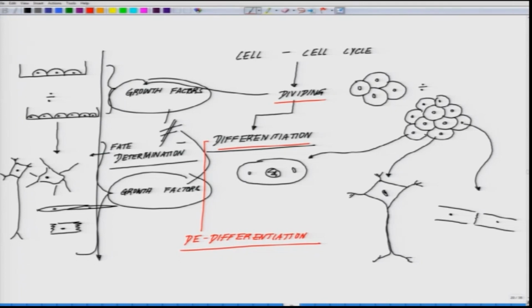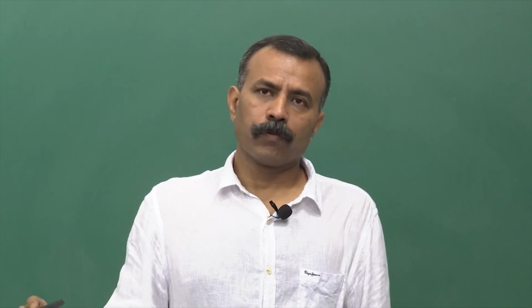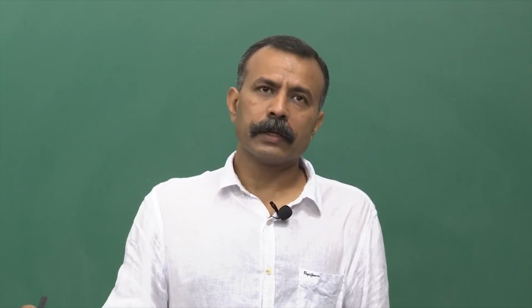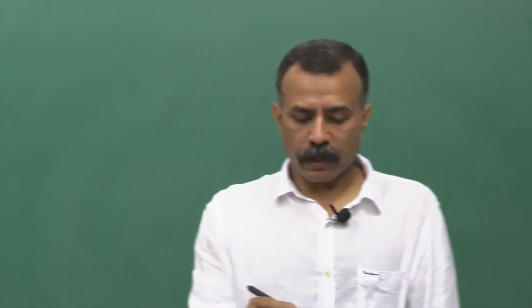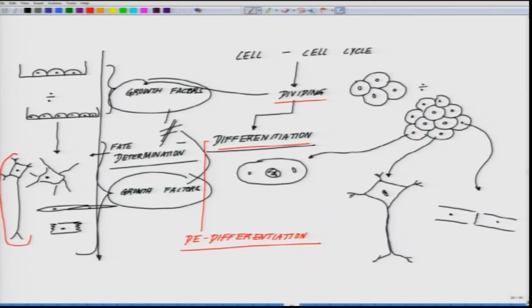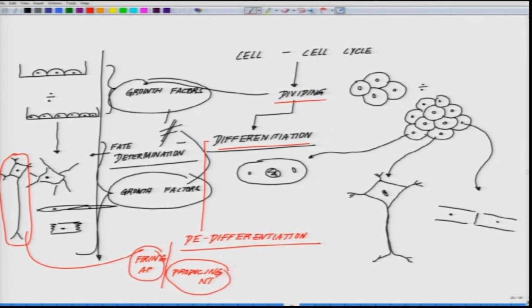De-differentiation is a situation when a cell forgets or loses its ability of its differentiated behavior. What does that mean? Say for example, this becomes a neuron. Now, this loses its characteristics of, say, firing action potentials or producing certain kind of neurotransmitters. It loses its ability. It means this cell has reached a de-differentiation. It has forgotten or it has lost permanently.